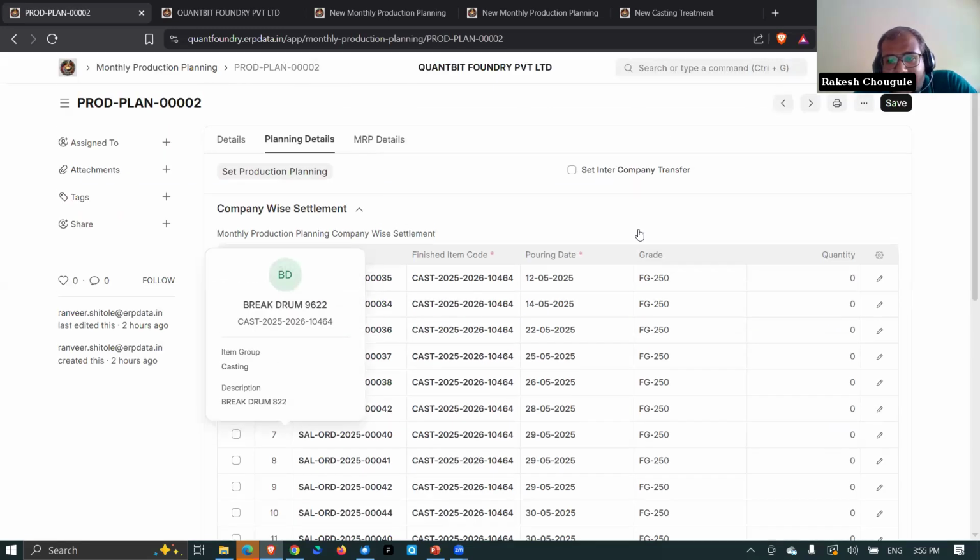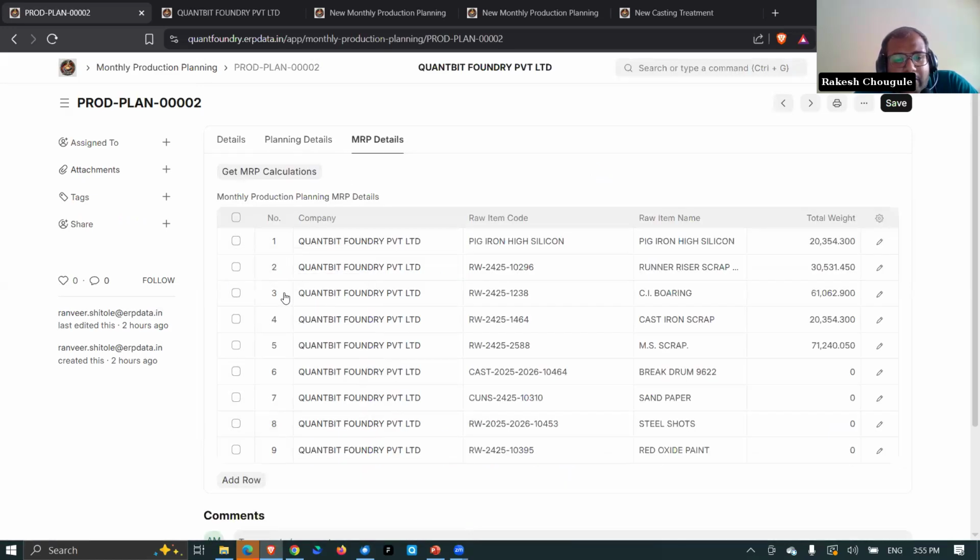So after saving this, there will be an MRP, material requirement planning. On that basis, we have made all the charge mix required during the manufacturing. All the estimated charge mix for the month will be fetched here. That means I am required to procure 20,354 kg of pig iron. I require 30,531 kg of RR, and CI boring as well.